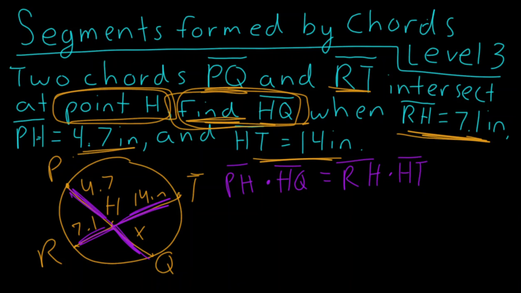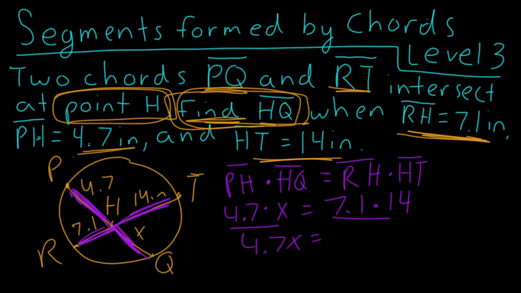Okay. Now let's fill in everything that we know. We know that PH is right there. That's going to be 4.7 times. We know that HQ is our X value, and that'll equal, right here we have RH, 7.1. And then we're going to multiply that by HT, which is going to be 14. Now, this left side's pretty easy. We know that 4.7 times x will give us 4.7x equals. This right side's a little bit trickier.